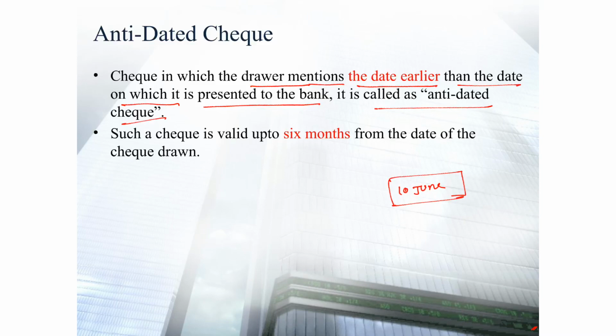written on the check, but the drawer mentioned a date earlier than the date on which it is presented to the bank, it is called an antedated check. For example, 9th June. Such a check is valid up to 6 months from the date of the check drawn. Very important. The drawer mentioned that you can collect that money before that date.